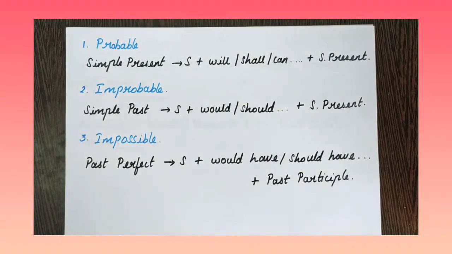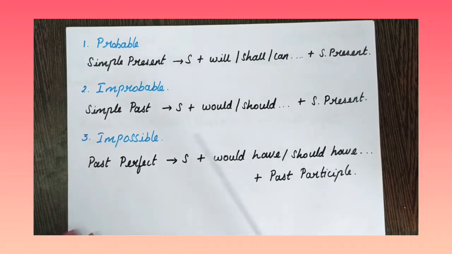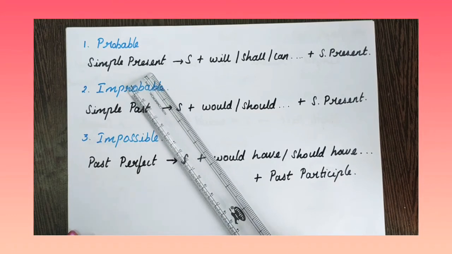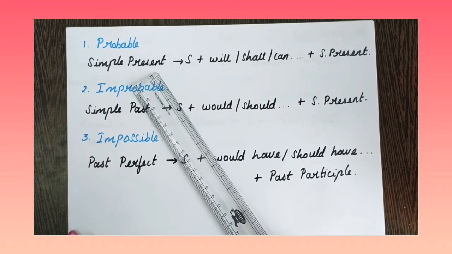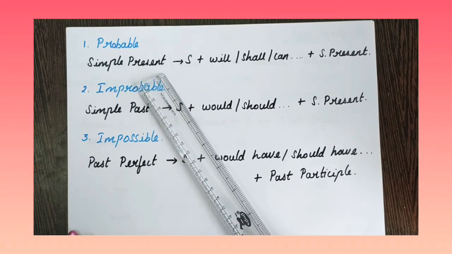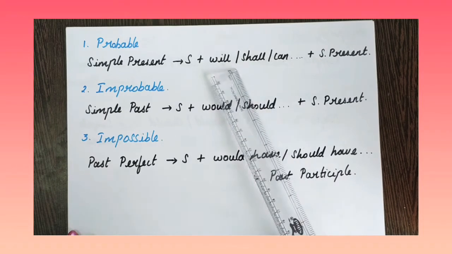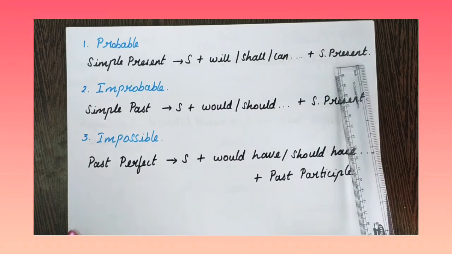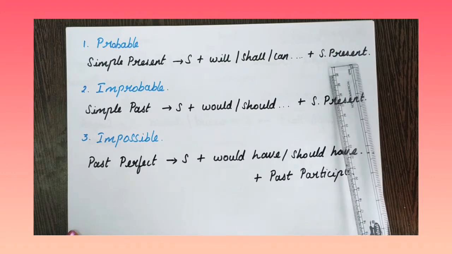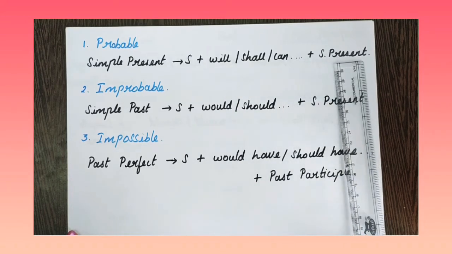So see, I have given some rules to change the conditional clauses. Probable condition, improbable, impossible. For probable condition, the sentence will be in simple present tense. You have to write like this: subject, will, shall, can, modal auxiliary verb, with the main verb in present tense form. The main verb will come in the present tense formation. This is the rule for probable condition.